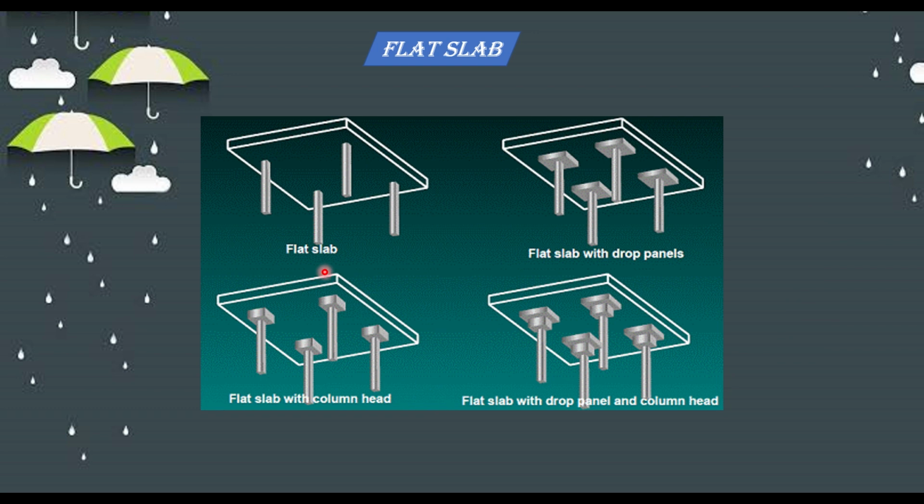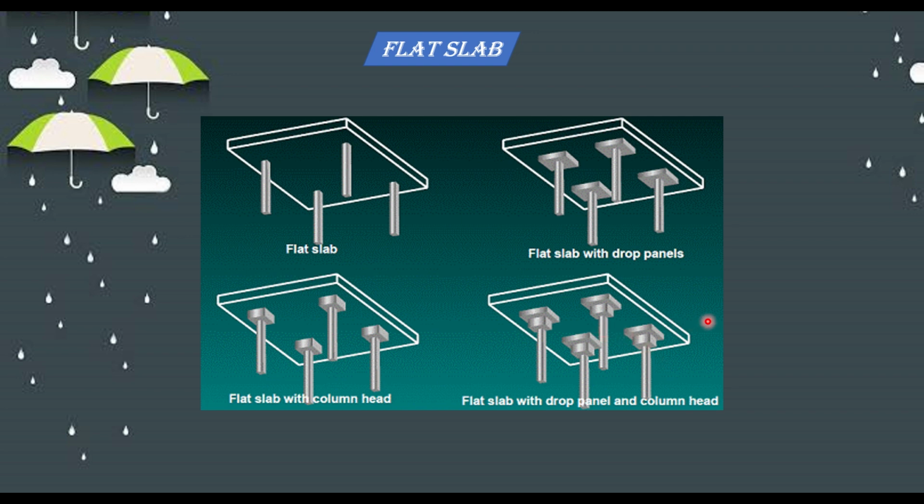So flat slab can take four arrangements. You can have normal flat slab with column. This one requires a much thicker slab. Then you can have flat slab with drop panels. Then you can have flat slab with column head, as well as flat slab with drop panels and column head.